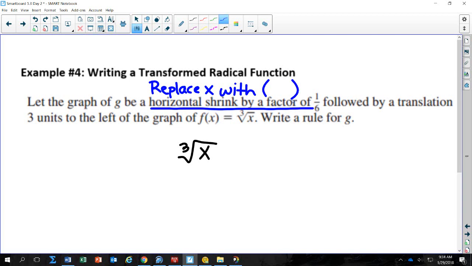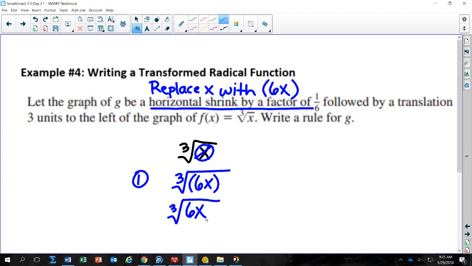The reciprocal of 1/6 is 6/1. So we're going to replace x with 6x. That's my first step. Okay, so where we saw this x before, we're not going to have x anymore. We're going to replace x with something inside the parentheses. So see how we plugged in 6x for x? All right, so simplifying that, I really don't need the parentheses in this case, so I'm going to simplify that.